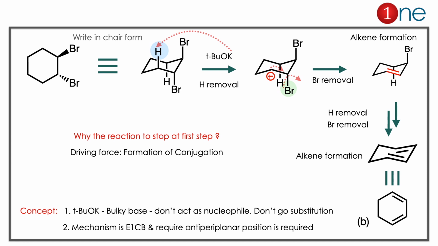The concepts you have to learn here: tertiary butoxide is a base. It doesn't act as a nucleophile, so it doesn't go for substitution. The second thing is the mechanism is E2. Normally it will be like E2. It requires an anti-periplanar position.